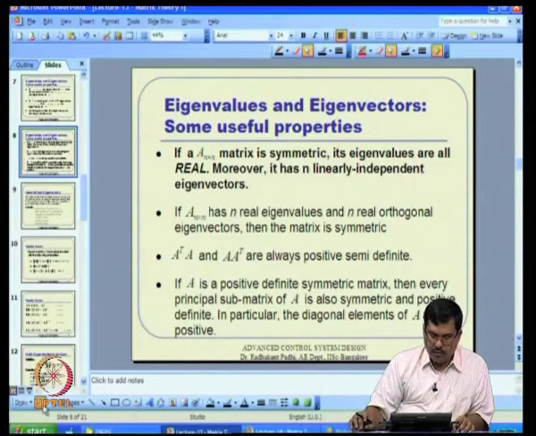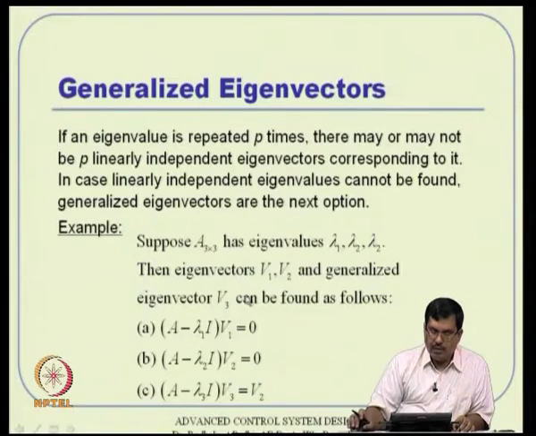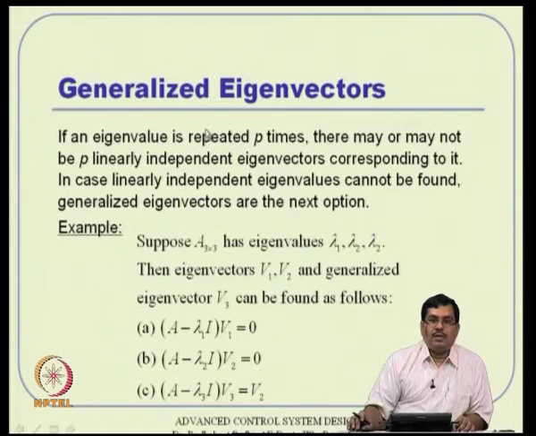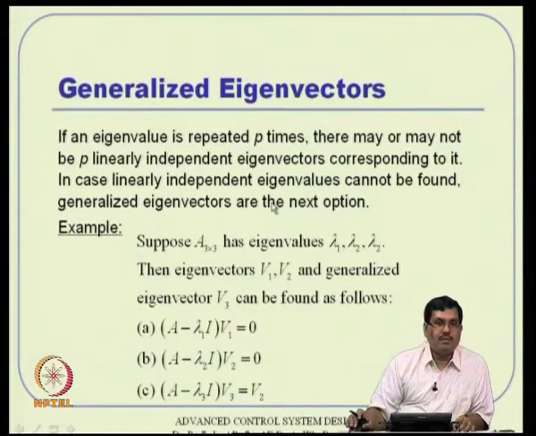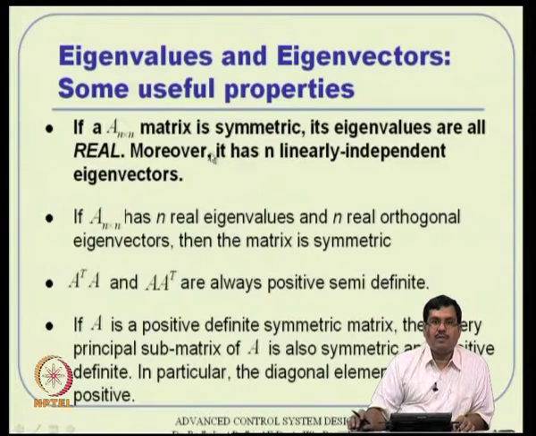Now, I will go to the next property, and this is a concept called generalized eigenvector. As you remember, if you have independent eigenvalues, then you are guaranteed to get independent eigenvectors as well. So, non-repeated eigenvalues: if you have non-repeated eigenvalues, then you are guaranteed to get linearly independent eigenvectors because of that property.